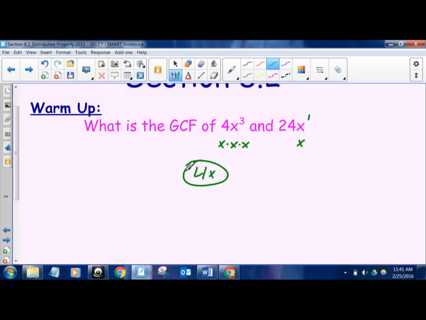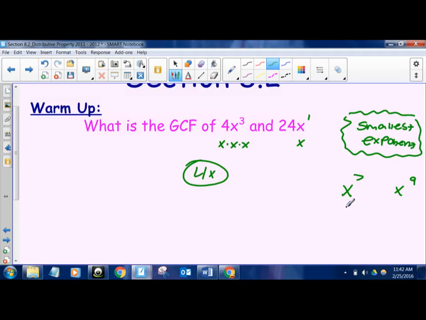All right, with variables, it's always the smallest exponent. It's a little tip for you. Smallest exponent is the GCF. So for example, say you're looking at x to the 7th and x to the 9th. What's the GCF between them? It's the smaller of the two exponents, x to the 7th. That would be the GCF in this example. It's just a little helpful hint for you.